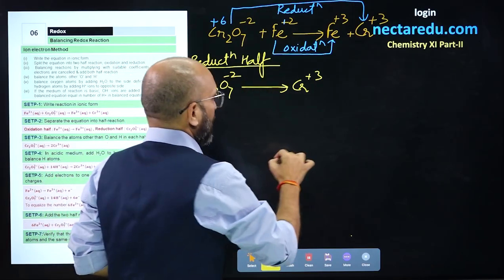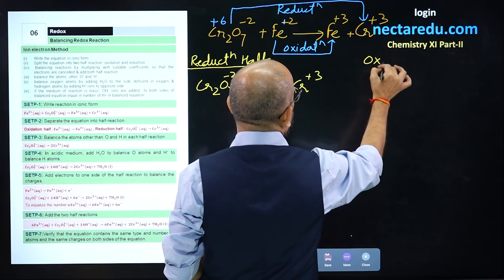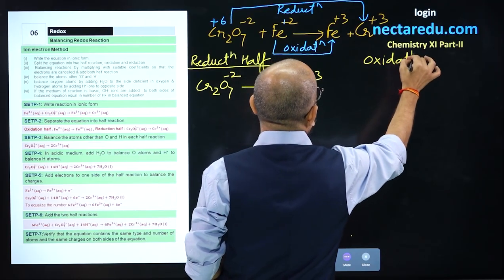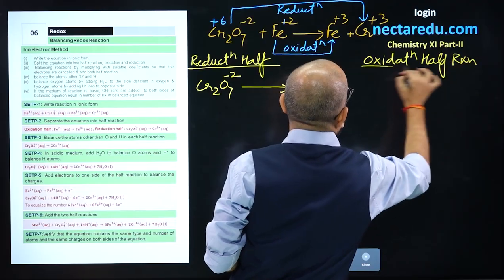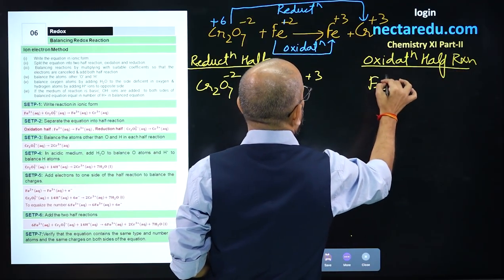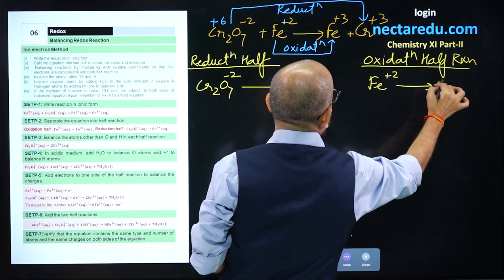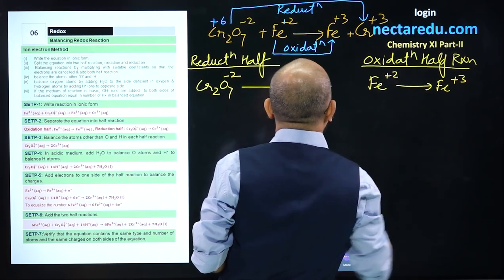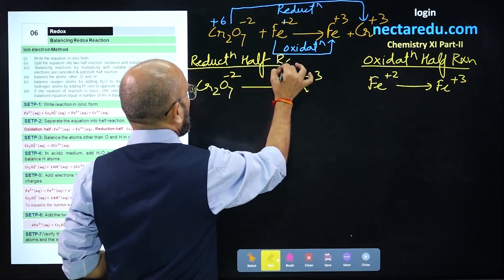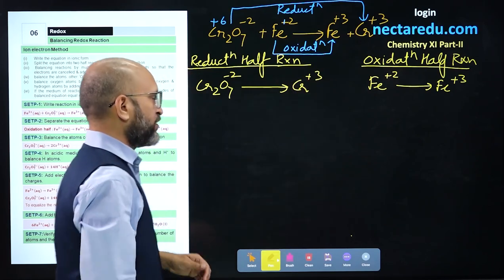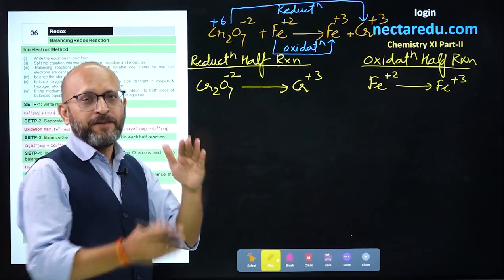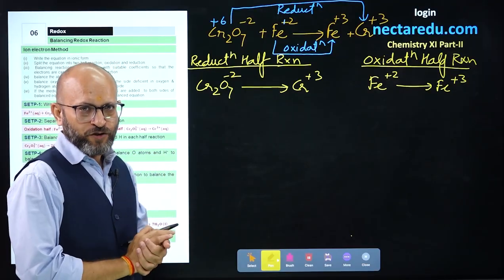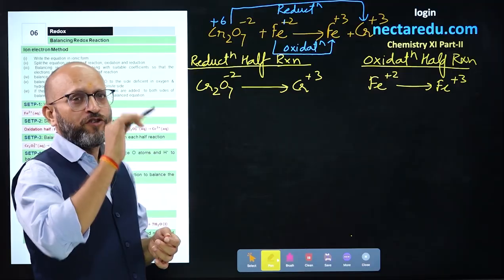Reduction half, and oxidation is happening out here. Oxidation half reaction. Here Fe2+ is going to Fe3+. Alright. Oxidation half reaction and reduction half reaction. Now we are going to balance each of them separately, and at the end we will add them up. That's it. So what will be the first step to balance?